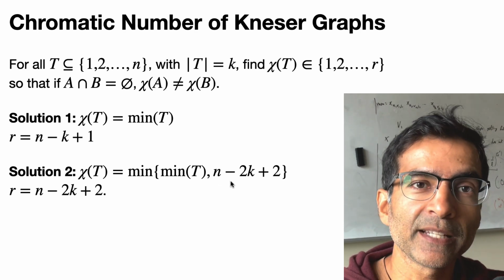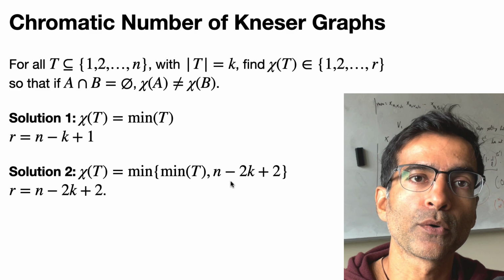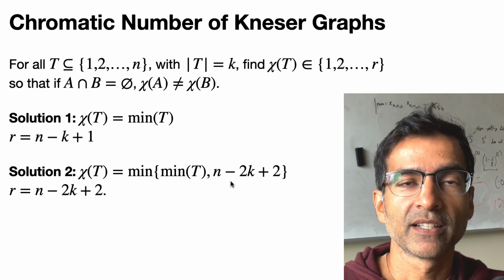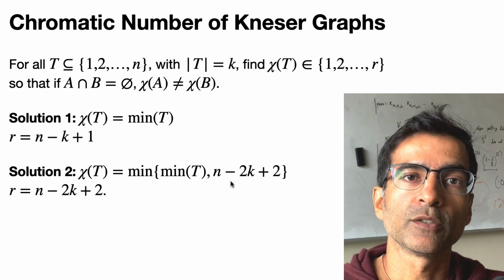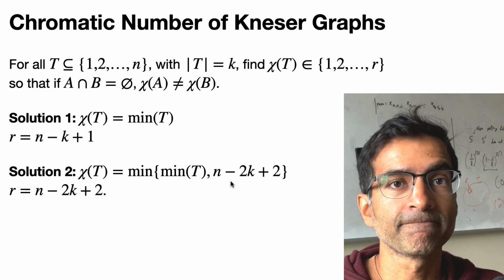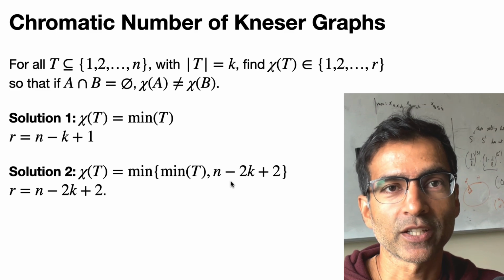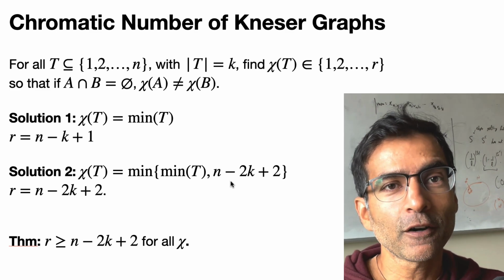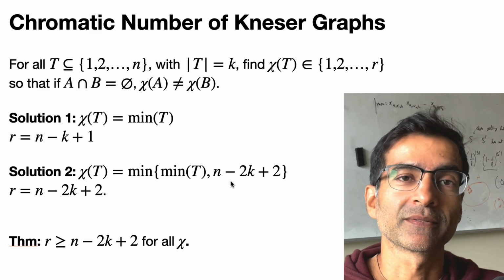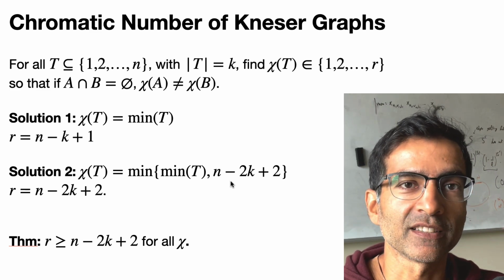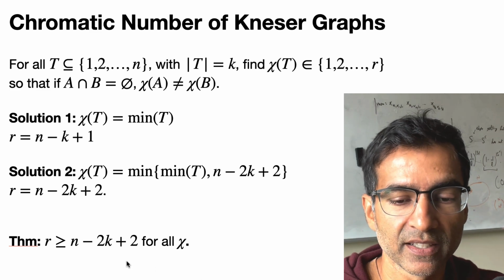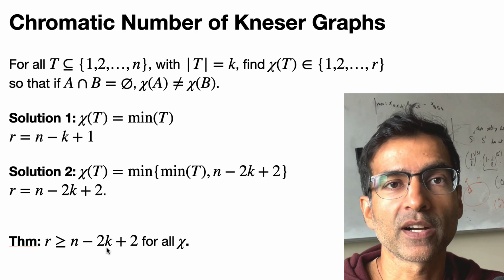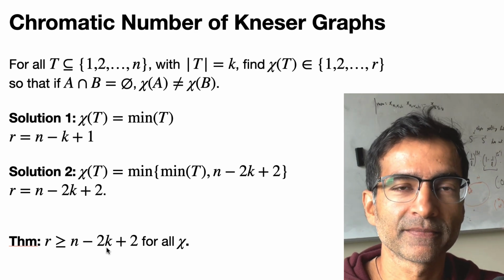because that means that A and B are two disjoint sets that are both contained in the interval n minus 2k plus 2 up to n. And that interval is not big enough to contain two disjoint sets of size k. Okay, so this is another valid coloring. And the beautiful theorem is that this coloring is actually optimal. You can't do better than this coloring. Every coloring requires at least n minus 2k plus 2 colors.